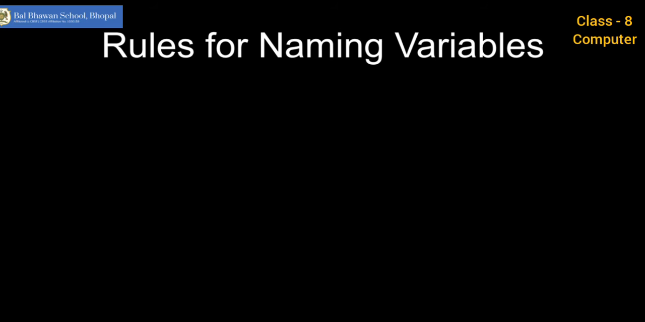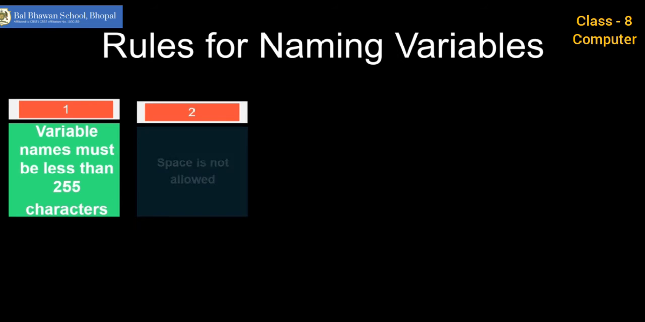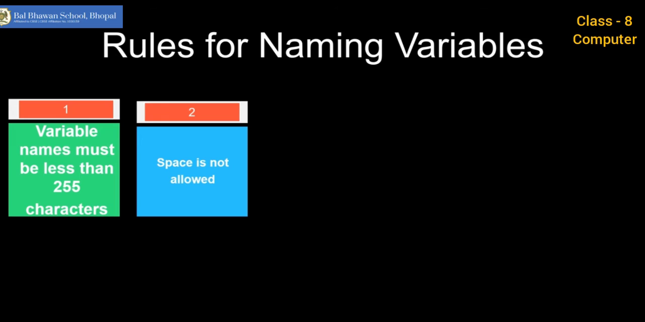Let's start with the rules. Rule number 1. Variable names must be less than 255 characters. If it is very long, it will be difficult for us to program. Next is space is not allowed. Example, you can write YourName. The word YourName is correct. But if you give a space between Your and Name, then that will be invalid.